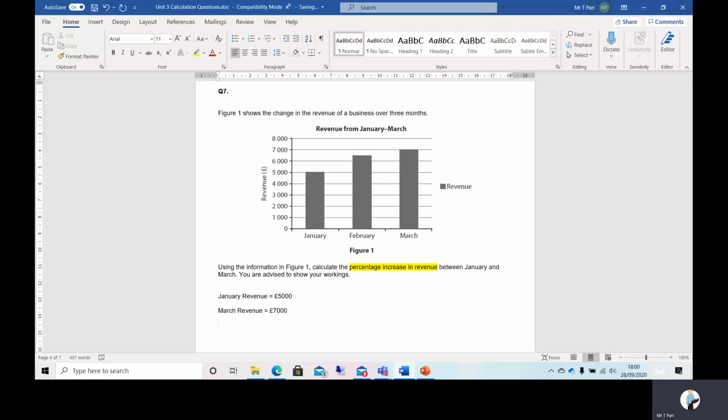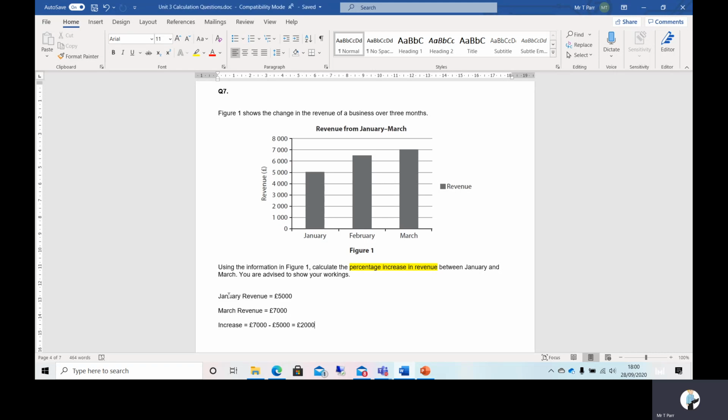We need to know the difference, because we want to work out the percentage between January and March. So the increase, you can see there, is the difference. When you find a difference, you take the lowest away from the highest. So it's going to be 7,000 take away 5,000. That's going to give us 2,000. So you can see the difference is that we've earned an extra £2,000 in March.